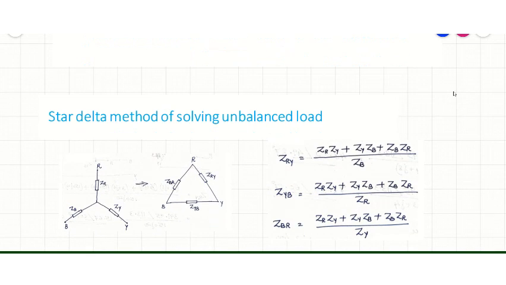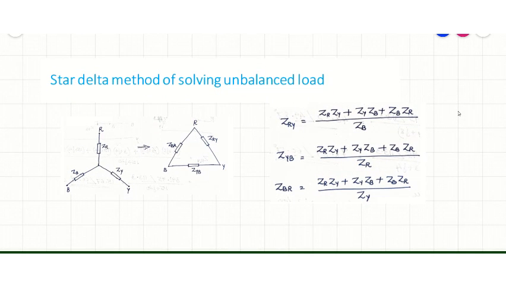Then how to solve a star-connected three-wire, three-phase unbalanced load? Different methods are there, and one frequently used method is the star-delta conversion method. In the star-delta conversion method, the given star-connected unbalanced load is first converted into an equivalent delta-connected load, then solved as an unbalanced delta-connected system.